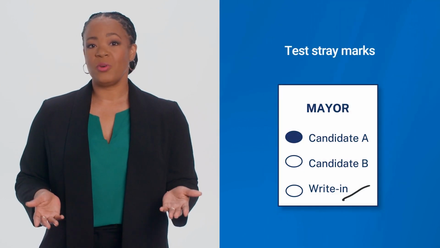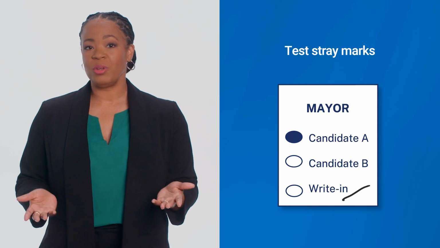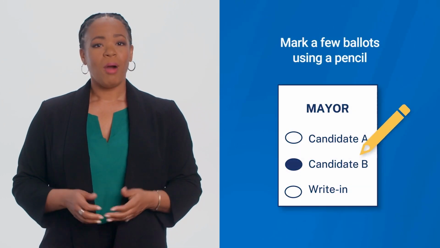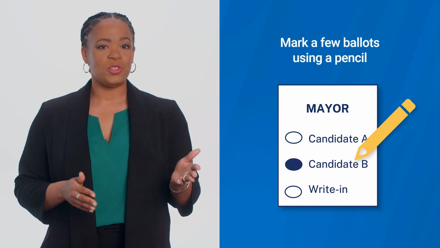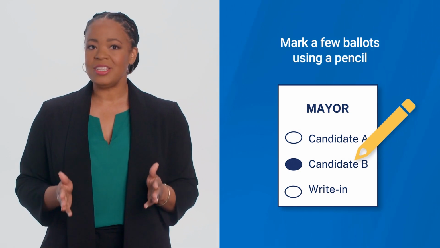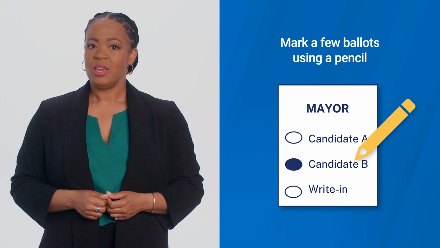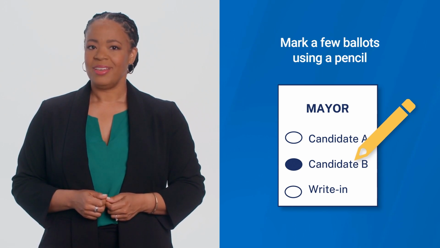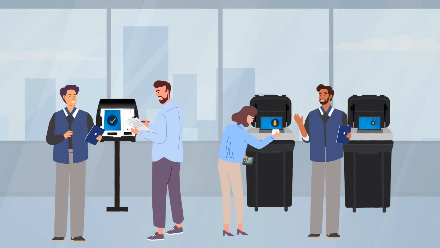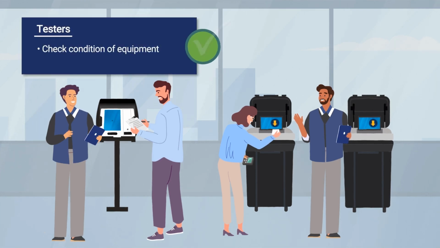Test stray marks on a few test ballots to make sure they don't interfere with counting. Mark a few ballots using a pencil or a writing utensil that isn't specifically recommended to be used to see how your system reacts. As voting equipment is being tested, testers can check the overall condition of the equipment and verify it is functioning properly.